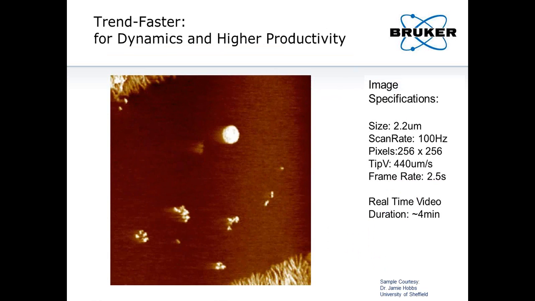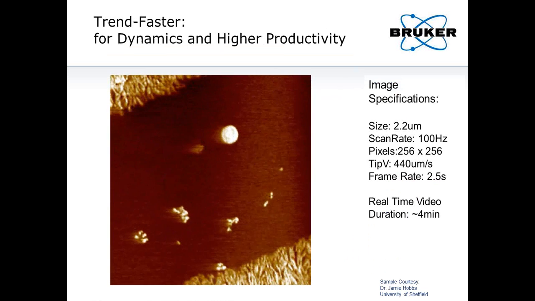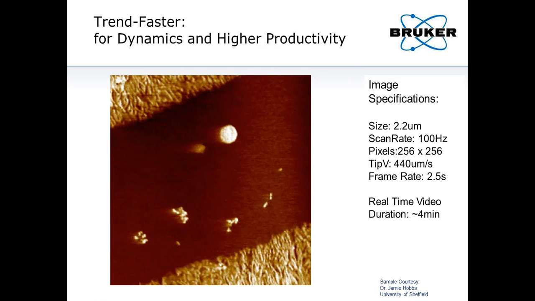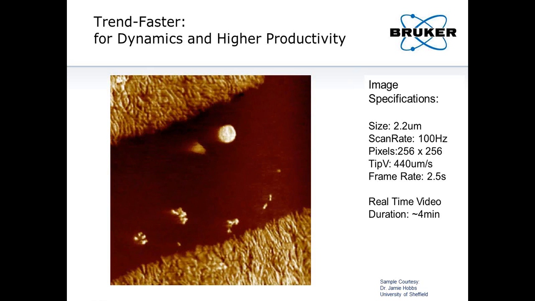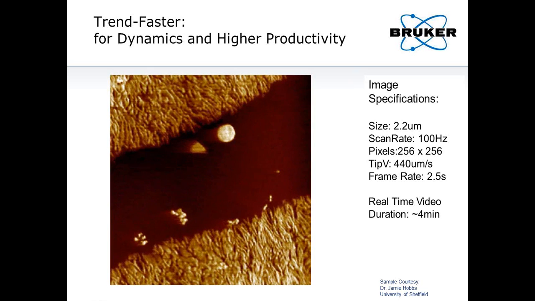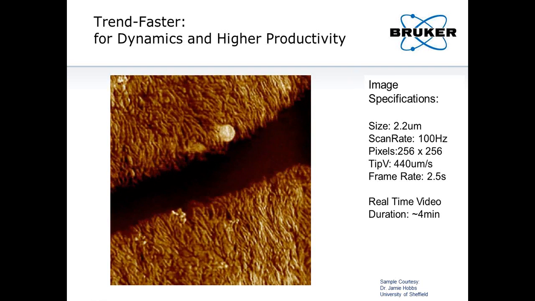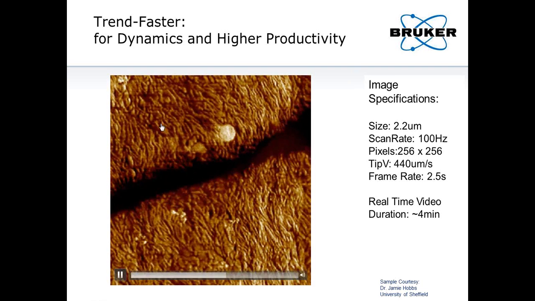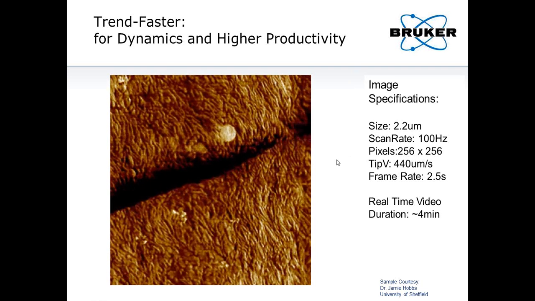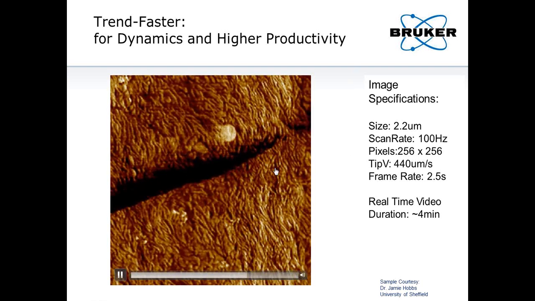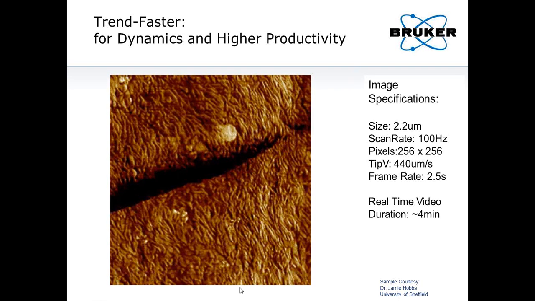And the other one is we want the scanning to be faster and faster, so we can capture some dynamic processes, or to increase throughput or higher conductivity. Here I'm showing you a polymer, and that's melting. So you can see.